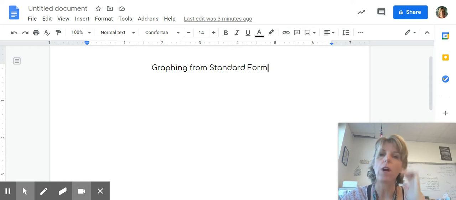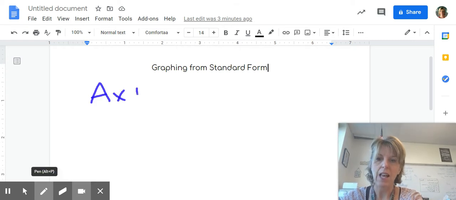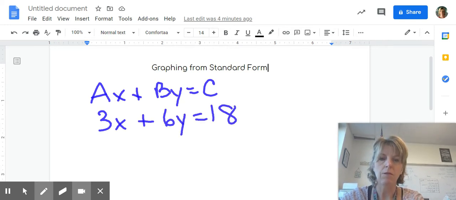Today we're going to add the piece of graphing from standard form. So standard form, in your notes, write this formula. It's ax plus by equals c. That is what standard form looks like. So if we plug some numbers in there, we have things like 3x plus 6y equals 18.